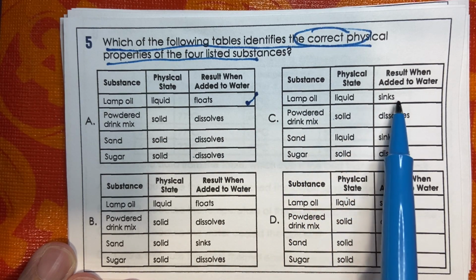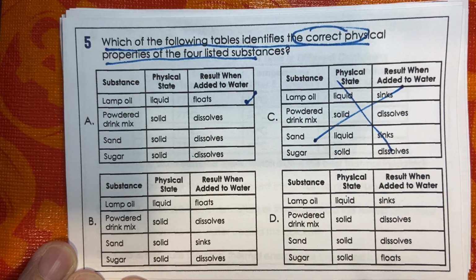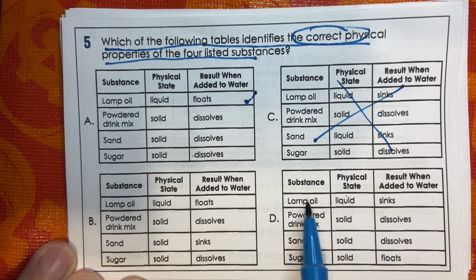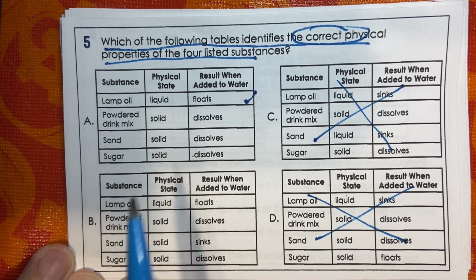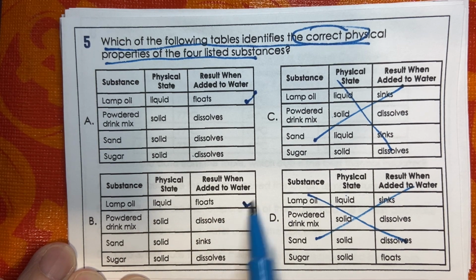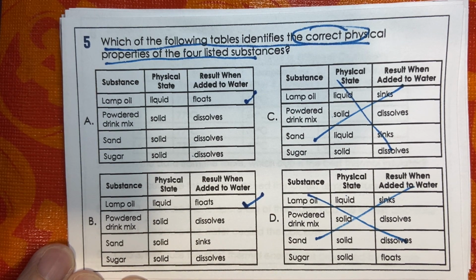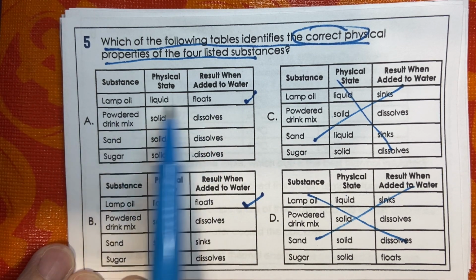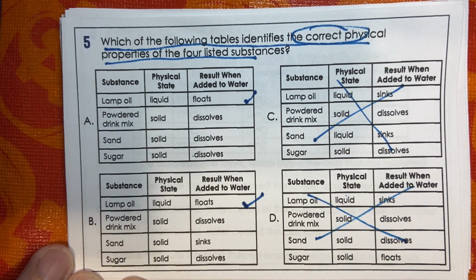Lamp oil is a liquid that does not sink. We can get rid of that. Lamp oil, liquid, sinks. We can get rid of that. Lamp oil, liquid, float, we can keep this one. So just by looking at that top substance, I can get rid of 2 choices. Right? Let's go to the next choice.